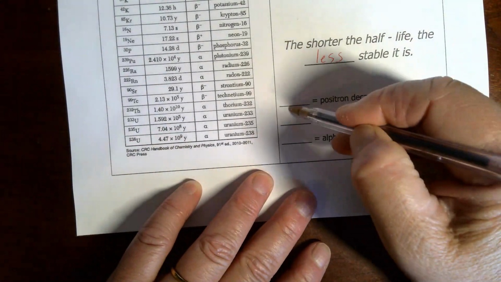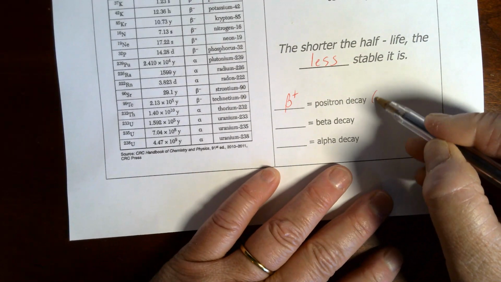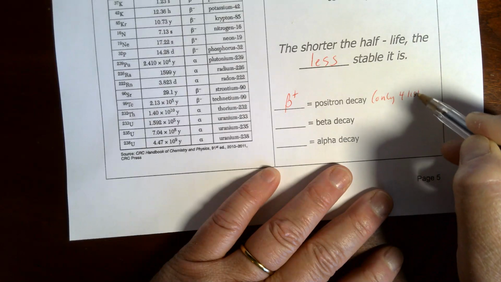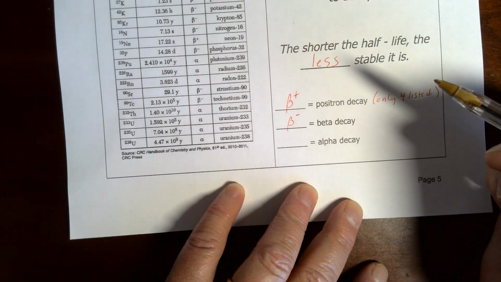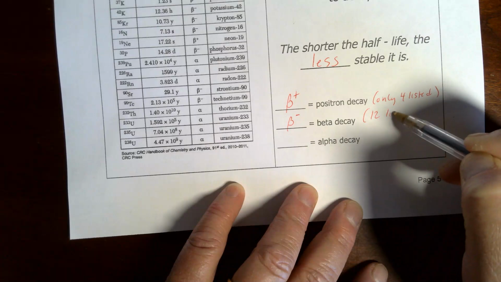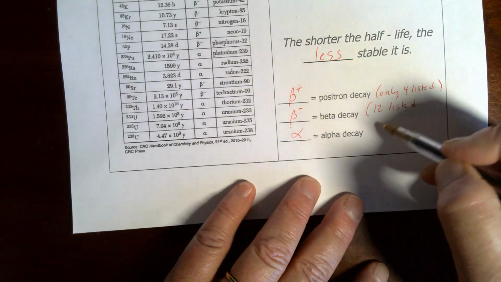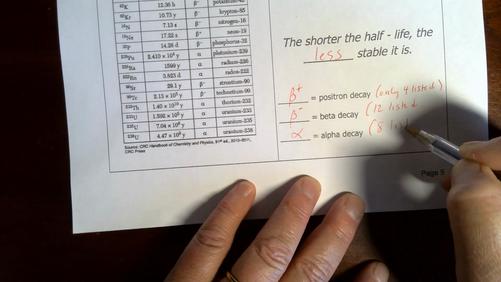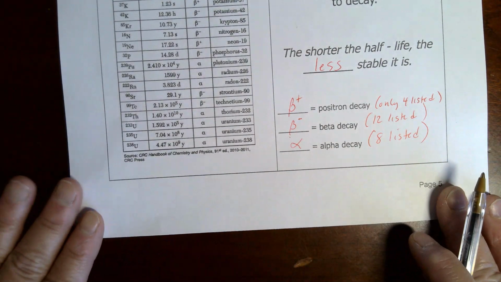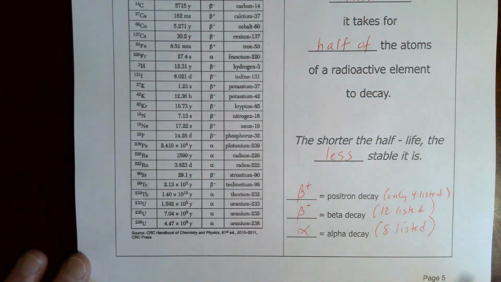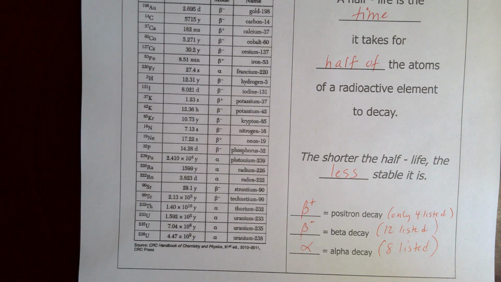Remember that the symbols, if we see a B+, that's a positron decay. There's only 4 listed here. Beta decay is symbolized with a beta symbol and a negative sign. There are 12 listed here. And alpha decay is listed by this alpha symbol. There are 8 listed here. Okay, this is by no means an exhaustive list, but just to show you that predominantly we are looking at beta decay for the examples we'll be doing in our class.